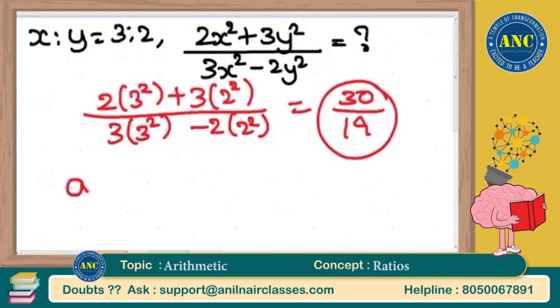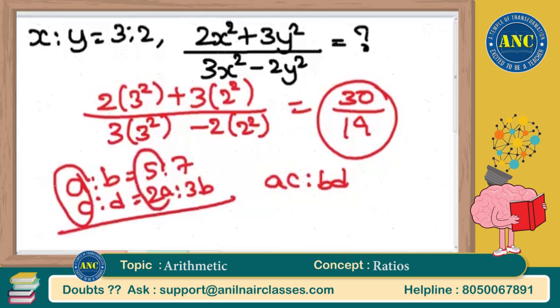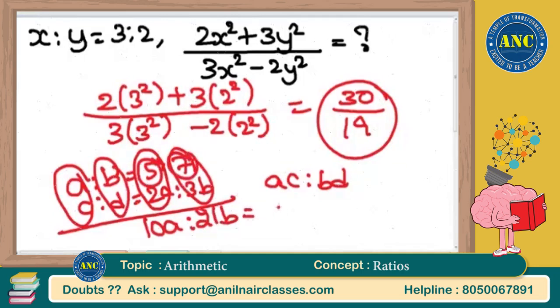Answer over. Method 2 of the previous question: A is to B is 5 is to 7. C is to D is 2A is to 3B. Manoj, they are asking AC is to BD. AC is multiply these two, 5 into 2 is 10A. BD is multiply these two, 7 into 3B is 21B. A value is 5, B value is 7. Substitute, Manoj. You will get 50 is to 147.